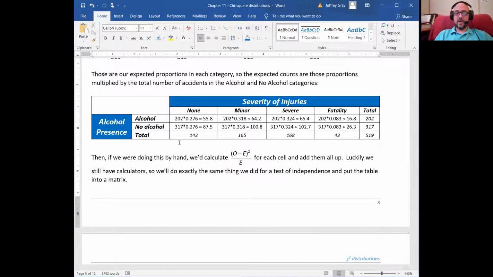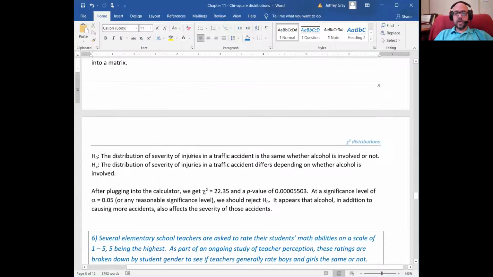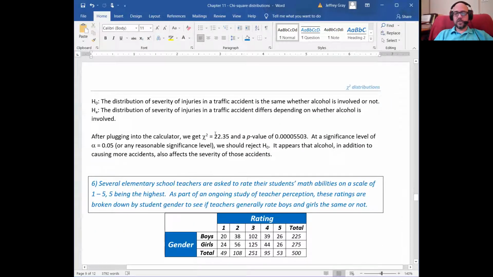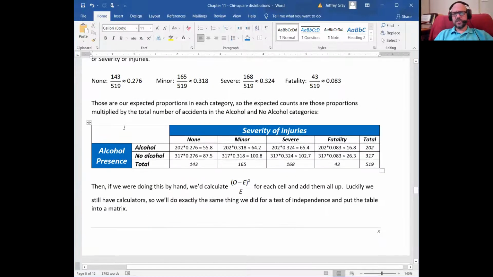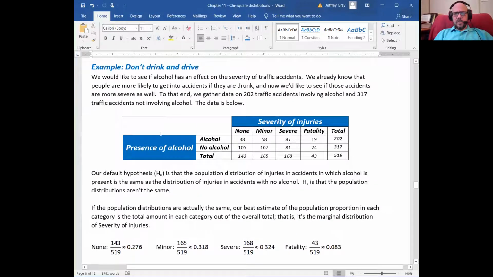So I'm not going to go ahead and do this one. You can jam it into your calculator. You get something that looks like this, right? Tiny p-value, big chi-square value, and you'll end up rejecting the null hypothesis and concluding that the presence of alcohol has an effect on the severity of injuries in a crash. There you go.